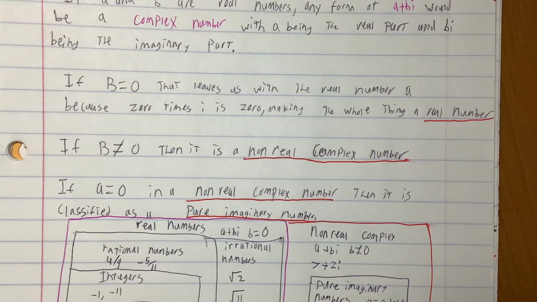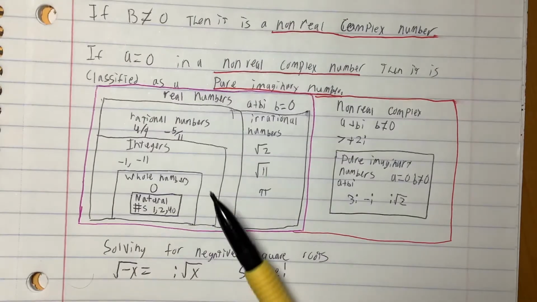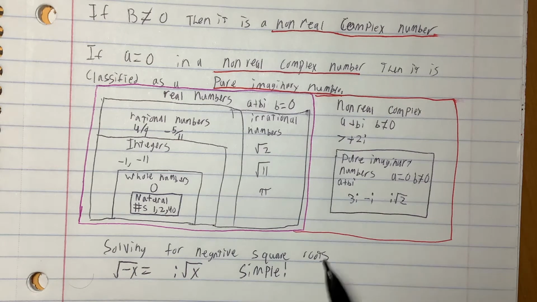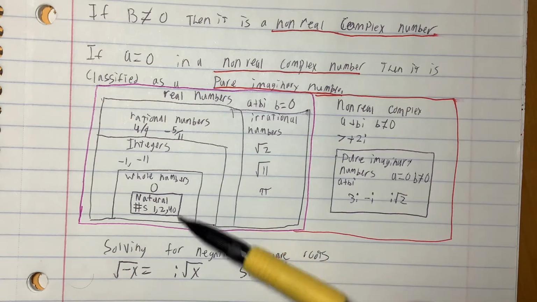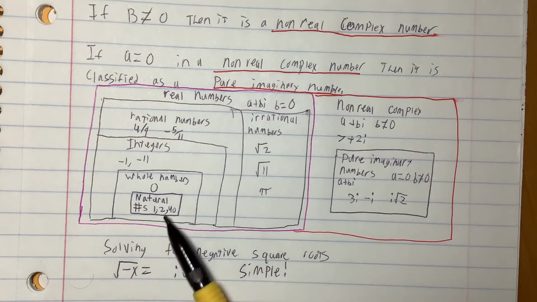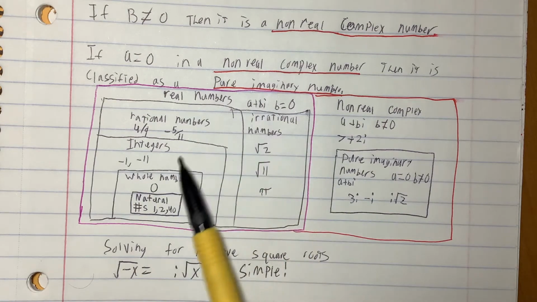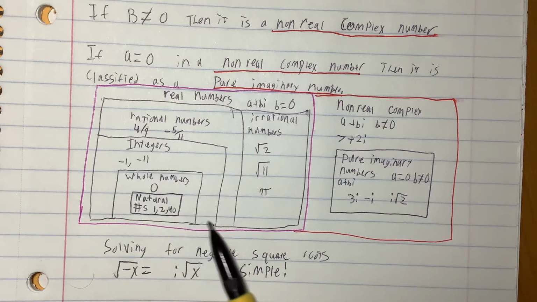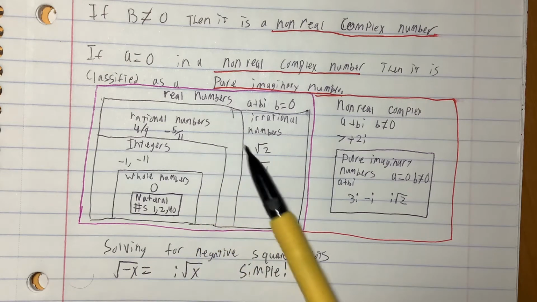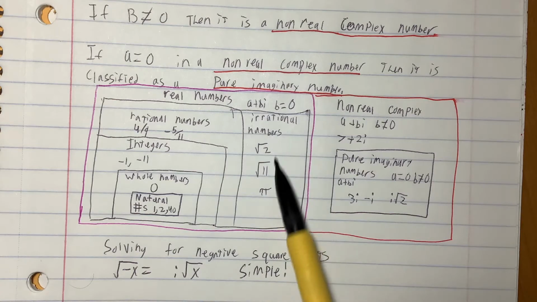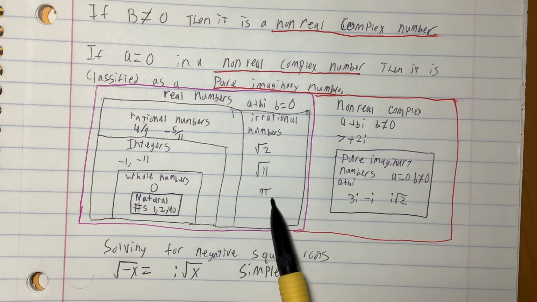Now, we'll go a little bit more in depth with it right here. This is a chart we have, and it shows us all the different forms of numbers. So first off, we have our natural numbers: 1, 2, 40, 87, whole numbers, 0, and all these fall into real numbers. We have integers, -1, -11, rational numbers like 4/9, -5/11, and we have irrational numbers, square root of 2, square root of 11. These are all real numbers.